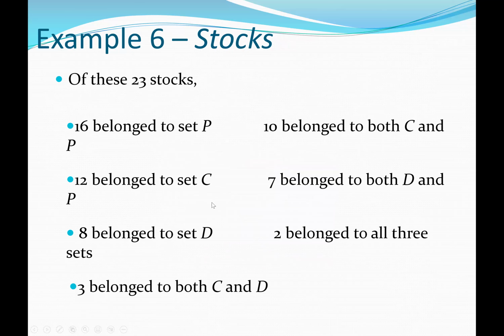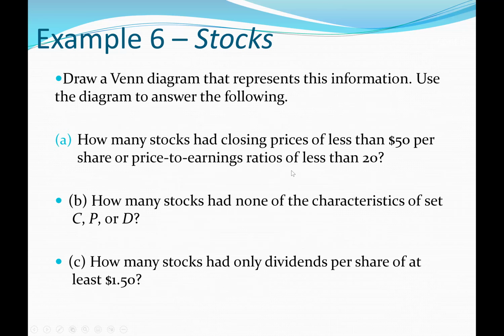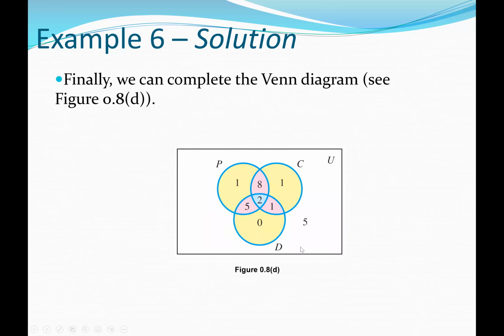So for example, here we say 16 belong to set P. Then 10 belong to both C and P. We can see C and P. We can see the sets 8, 1, and 2, 1, 1. So 8, 1, 1. That's only P and C. Now, when this 2 comes in, this 2 belongs to all 3. So based on the conditions, this is what we get.